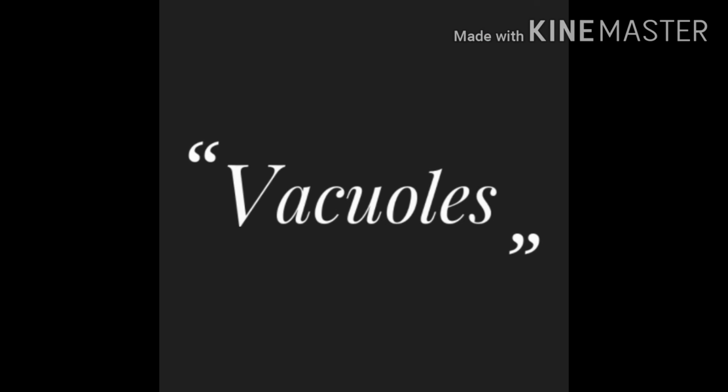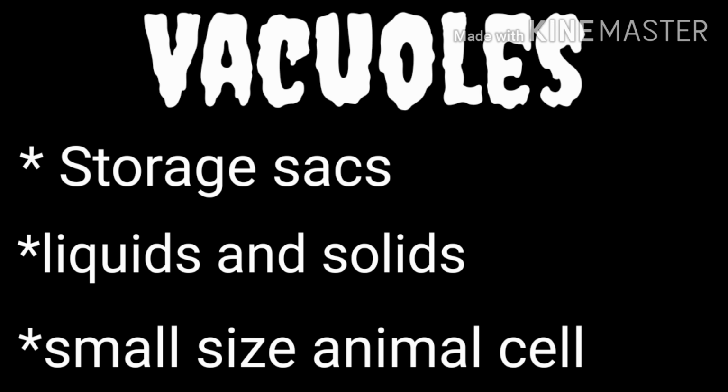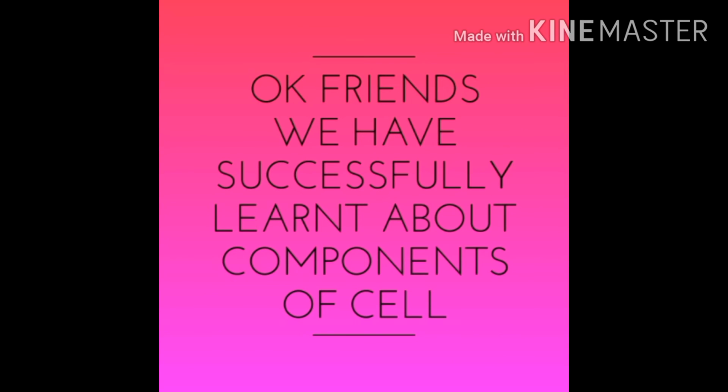Now we are going to see about vacuoles. Okay guys, don't worry, this is the last component of the cell. Vacuoles are storage sacs for solid or liquid contents. They are small in animals and large in plant cells, and they occupy more volume in plant cells. Okay friends, we have successfully learnt about the components of the cell.